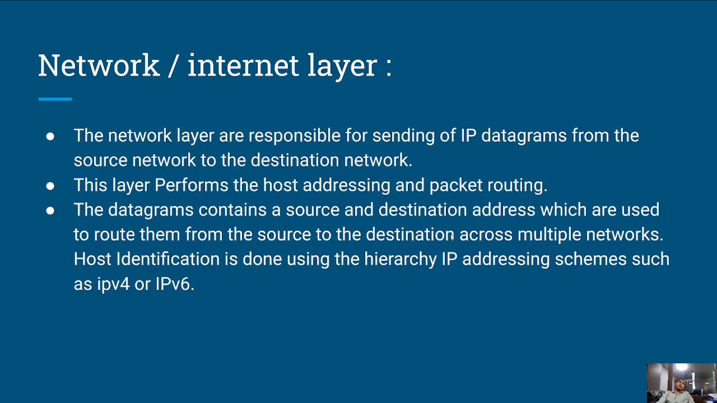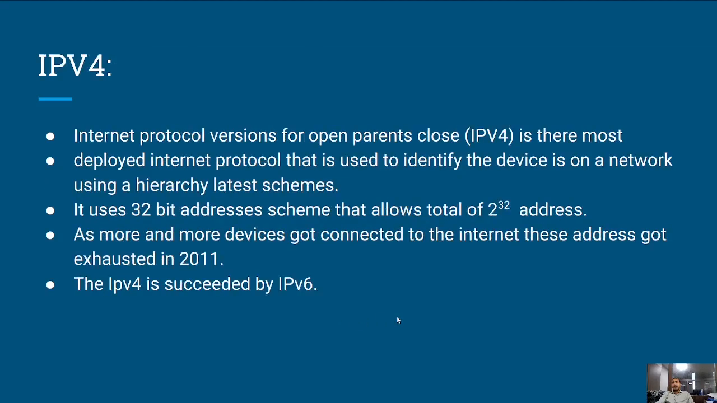The next layer is the network or the internet layer, and it is responsible for sending IP datagrams from the source network to the destination network. This layer performs host addressing and packet routing. Normally, the datagrams contain a source and a destination address, from which the route is decided, and accordingly the datagram travels from the source to the destination. This is again across multiple networks. So there is an addressing scheme here that is based on the kind of protocol you are using. It can be based on IPv4 or IPv6.